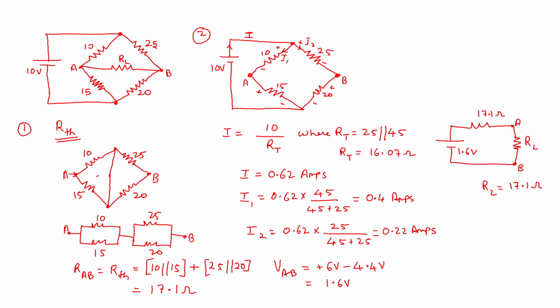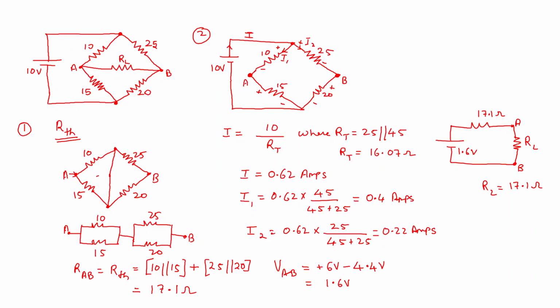To find the voltage across AB, students can even use the voltage division rule, because this 10 volt, 10 ohms, 15 ohms branch, and 25 ohms, 20 ohms branch, all are in parallel. This section and this section, all are in parallel. So you can use the voltage division rule to find the voltage across 15 ohms and the voltage division rule to find the voltage across 20 ohms. Let me do that also.